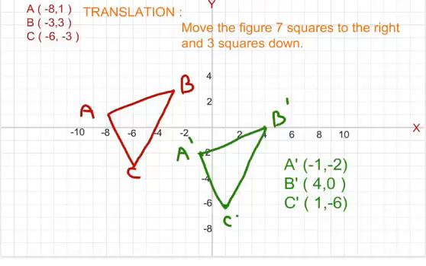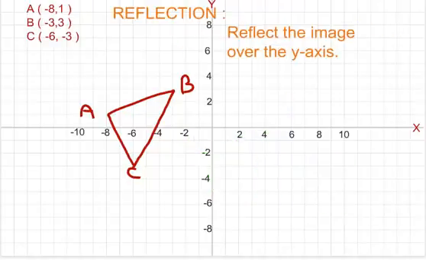To check if my translation is good, I could just do -8 plus 7, because I'm moving the x towards 7 to the right. That will give me -1. And I could do 1 minus 3, because that affects the y coordinate. It gives me -2. So that's a translation. And now, a reflection.